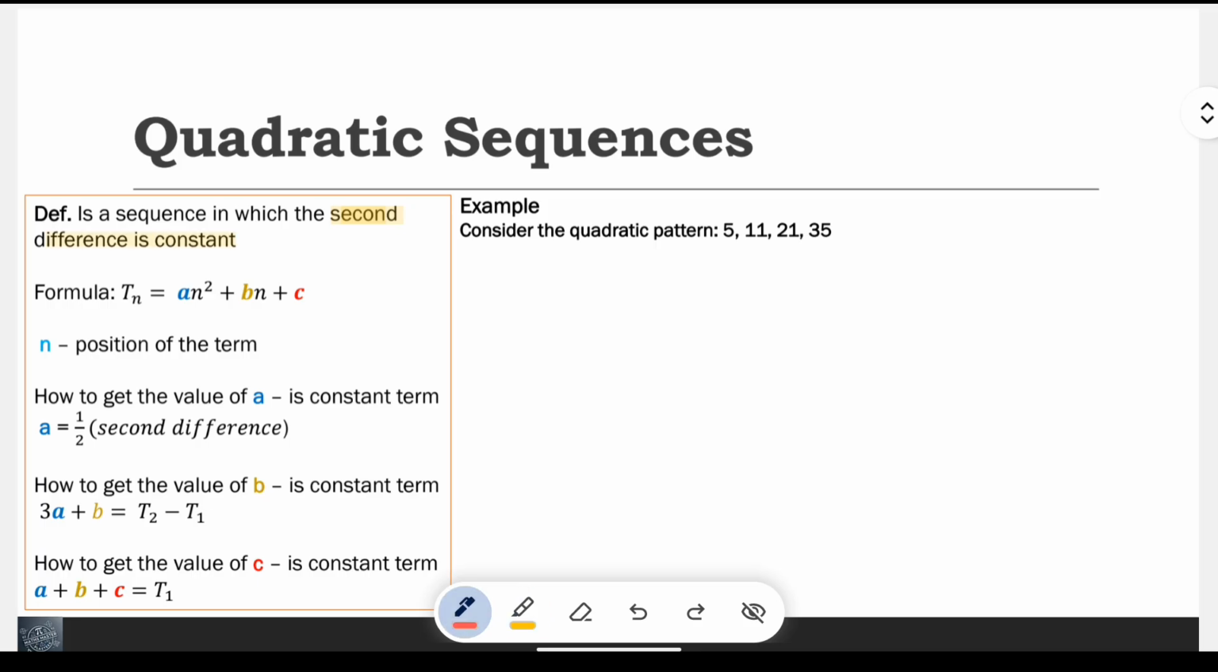What do we mean when we say our second difference is constant? Let me take you through an example. We're going to look at the quadratic pattern. It has the first difference and the second difference. Before we can get the second difference, we're going to look for the first difference. How do we get the first difference?